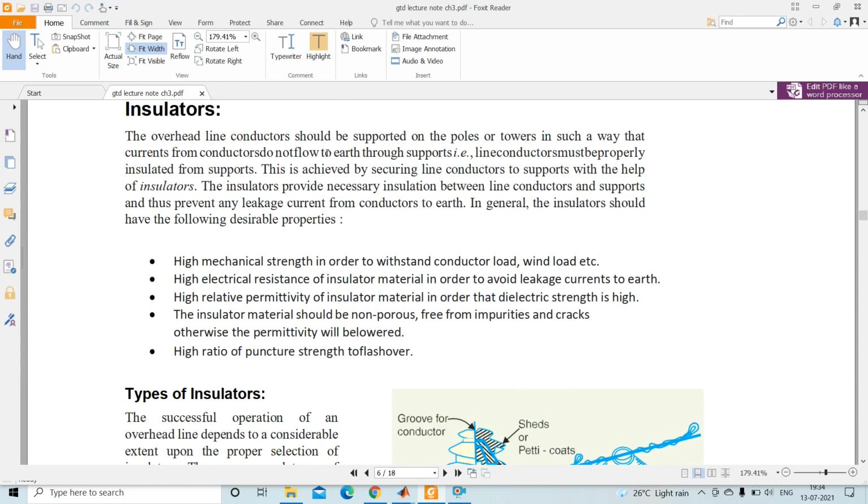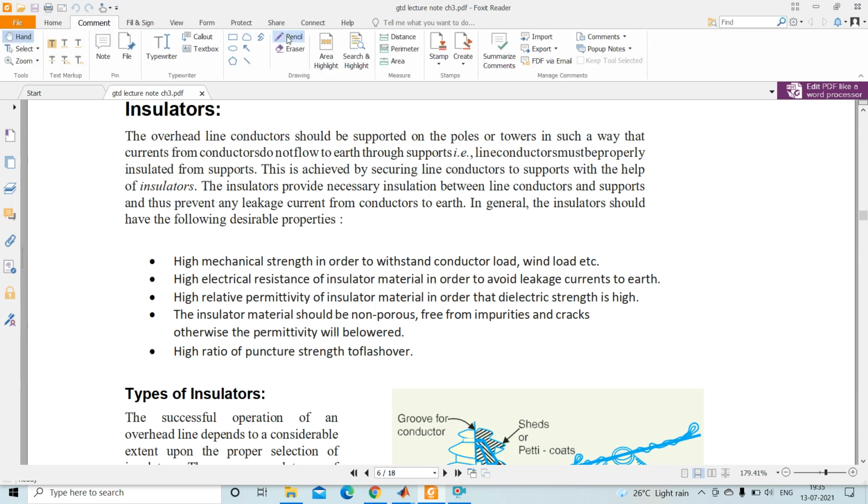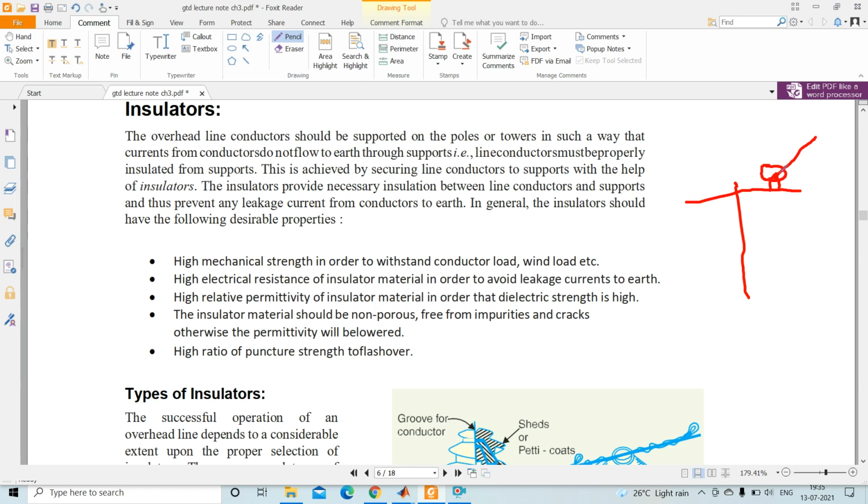So what is this insulator? See, the overhead line conductor should be supported on the poles or towers in such a way that current from the conductor does not flow to earth through the support. See, this is a pole, this is a cross arm, and this, for example, is one insulator, and through this insulator the conductor is there.